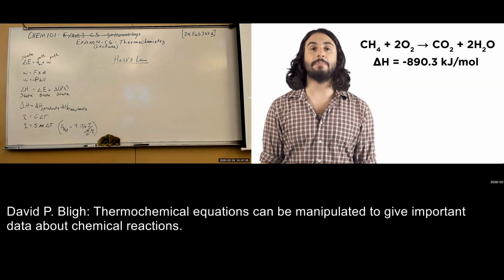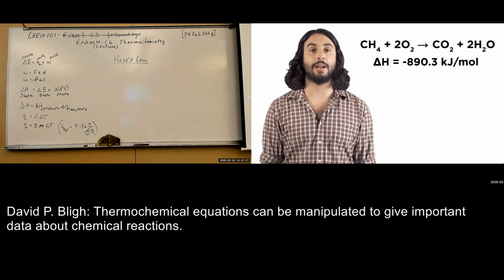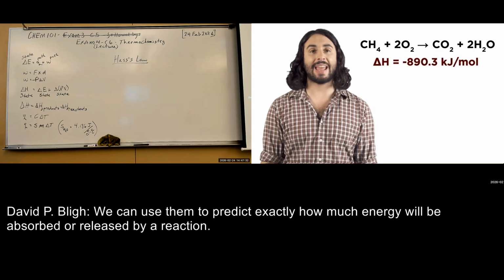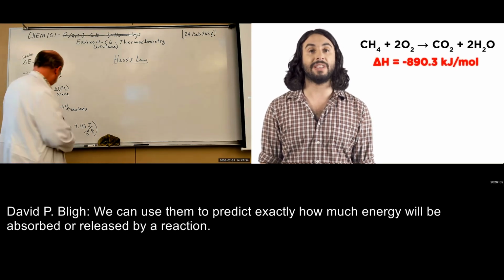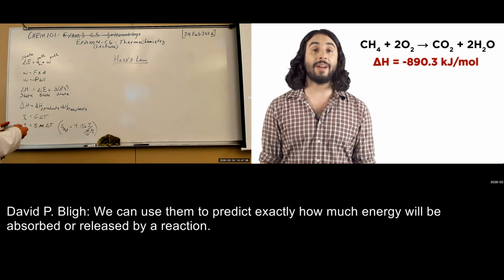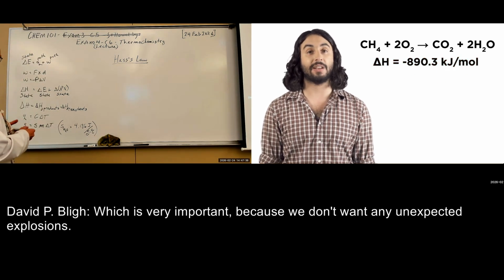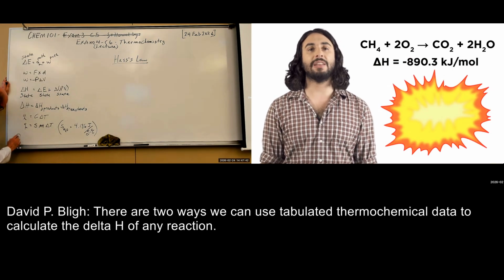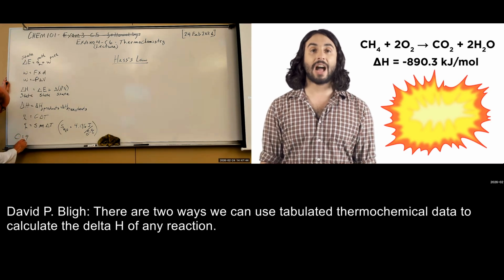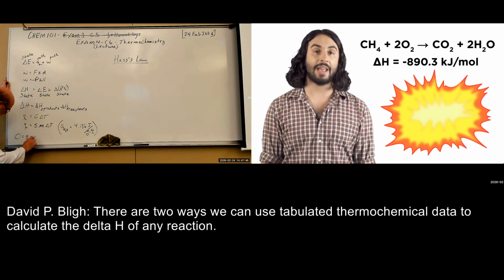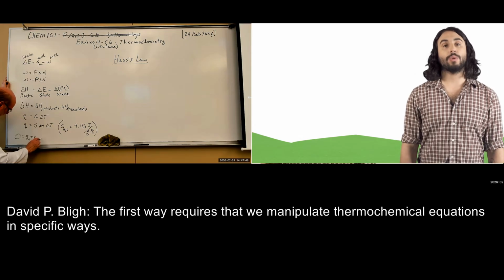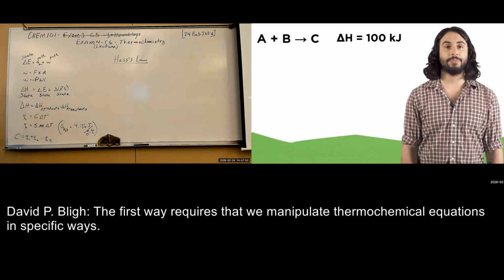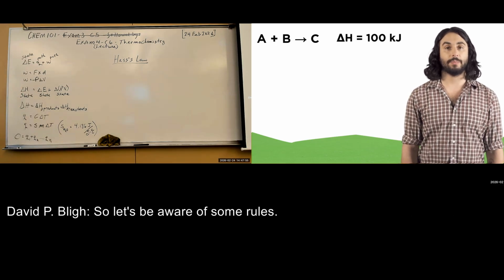Thermochemical equations can be manipulated to give important data about chemical reactions. We can use them to predict exactly how much energy will be absorbed or released by a reaction, which is very important because we don't want any unexpected explosions. There are two ways we can use tabulated thermochemical data to calculate the delta H of any reaction. The first way requires that we manipulate thermochemical equations in specific ways. So let's be aware of some rules.